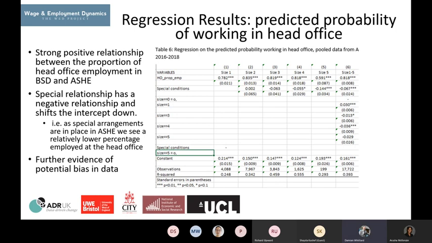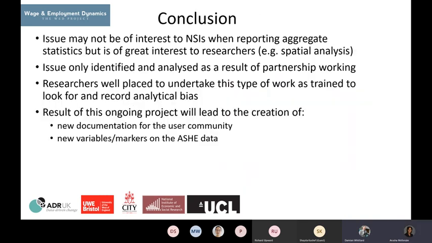So generally negative throughout, and controlling for special arrangement suggests that when special arrangements are in place in ASHE, we see a relatively lower percentage employed at the head office. So again, further evidence of this potential bias in the data. Can we go to the final slide?